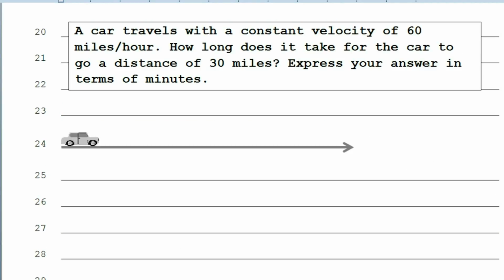Here, a car travels with a constant velocity of 60 miles per hour. How long does it take for the car to go a distance of 30 miles? Express your answer in terms of minutes. So what are we given? v equals 60 miles per hour, a distance of 30 miles, and we want to find out how long it takes. So t we don't know.